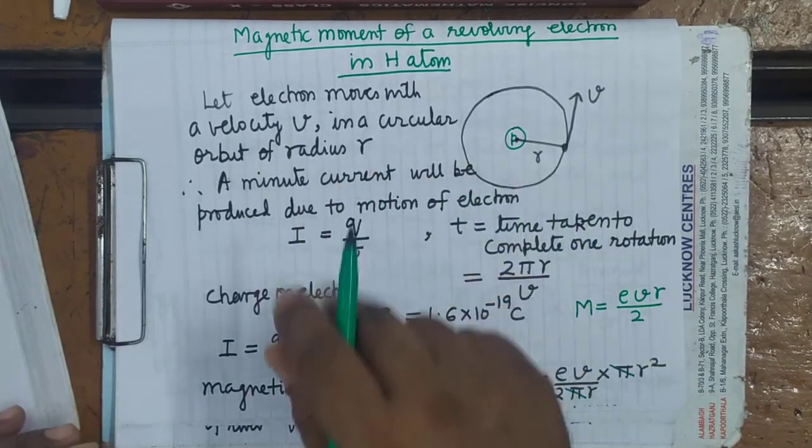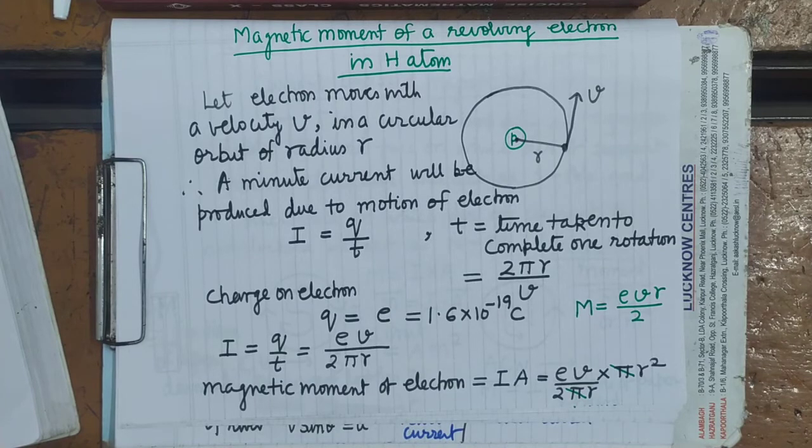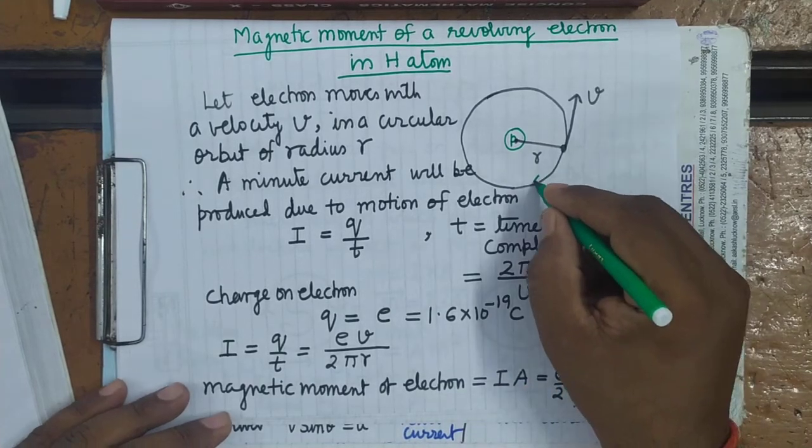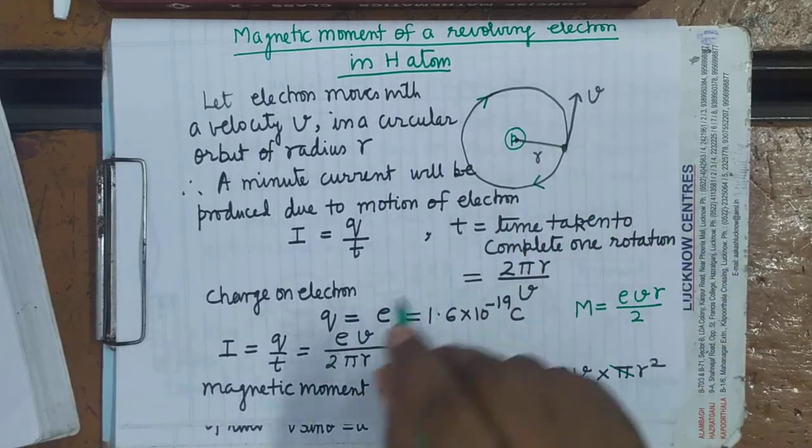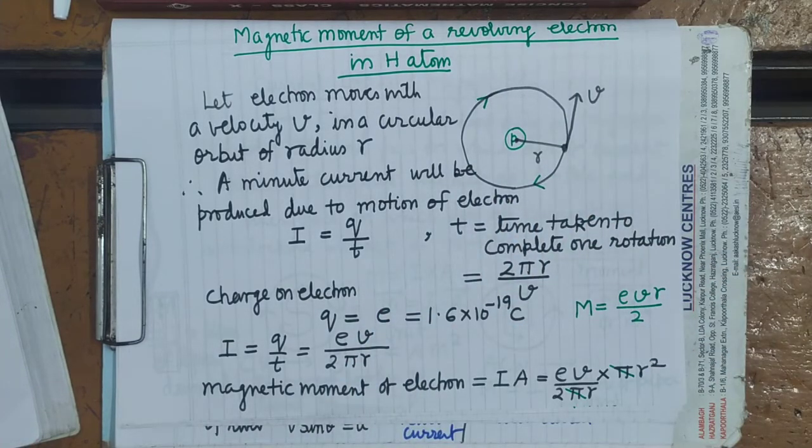Now see here. Here the electron is spinning in the anti-clockwise direction. So what will be the direction of the equivalent current? It will be in the clockwise direction, as we know that current is always marked opposite to the motion of the electron. Therefore, what will be the direction of the magnetic moment?